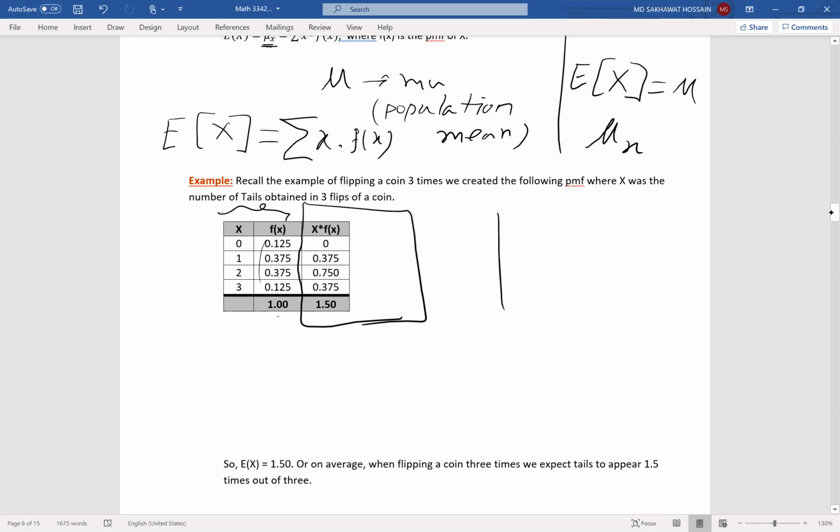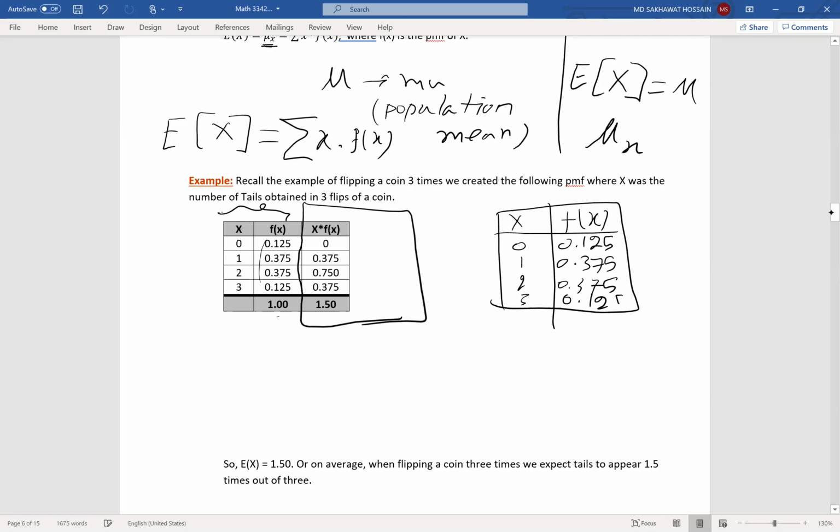Okay, so if you are given a table here, for example x and f of x, with x values 0, 1, 2, 3, and the probabilities 0.125, 0.375, 0.375, 0.125. If you are asked in the exam, is it a PMF? How do you answer this question?